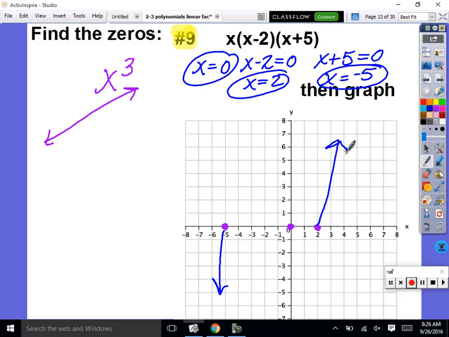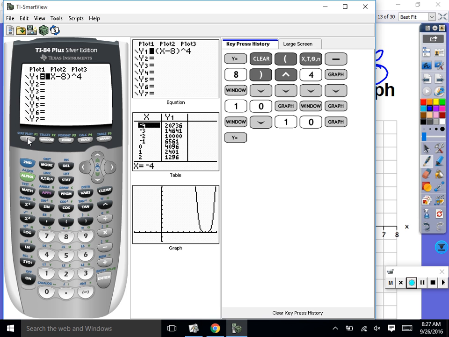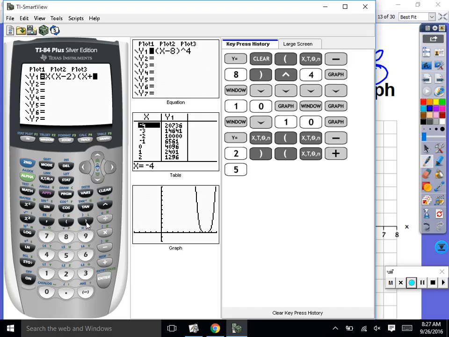Now we need to know what's happening in between here. So we could just plot points. Type that into your calculator. Everybody pull up your calculator. Go to y equals. Type in x times x minus 2 times x plus 5. You can literally just type that in. So you have x, parentheses, times x minus 2, and then x plus 5. So parentheses x plus 5.